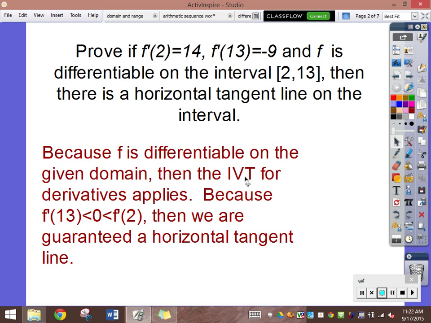And then, I like to say, because you've invoked the IVT, now you can just state that there's a horizontal tangent line by showing that the slope of 0 is between the two derivatives given, because a horizontal tangent line has a slope of 0. And so that is the IVT for derivatives, and that is how you would apply it.